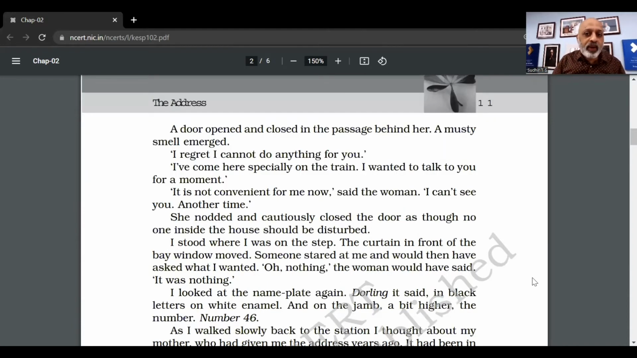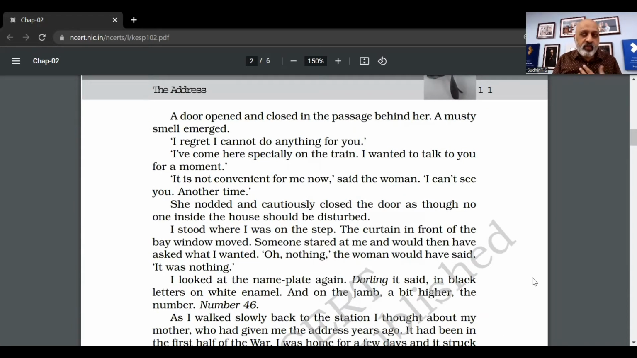A door opened and closed in the passage behind her. A musty smell emerged. Musty is when there is no sunlight coming into the room. You see, my maternal grandmother's house had a room like that right on top. There was a very weird kind of staircase. You had to open like this and you opened onto the floor. And then nobody went into the room. It had no ventilation. It was like one storeroom kind of thing of old things. So when you went inside, you would find a musty kind of smell because it had no ventilation, no sunlight coming. So it had that sense of dampness, right? A musty smell emerged.